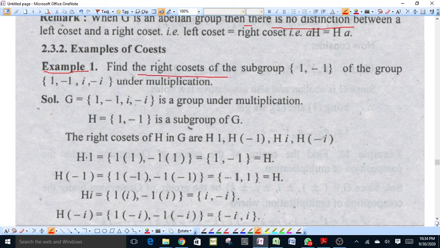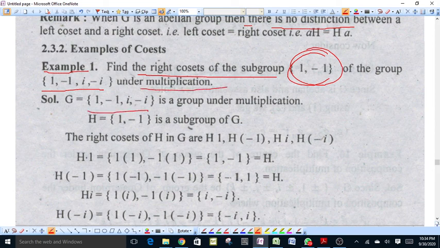Find the right cosets of subgroup {1, -1}. This set is a subgroup of this group, which contains 4 elements, and this subgroup contains only 2 elements, 1 and -1. The group contains 1, -1, iota, -iota under multiplication. This is G, a group under multiplication, and this is a subgroup of G. The right coset of H in G.